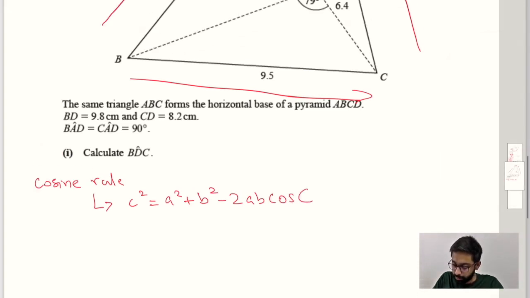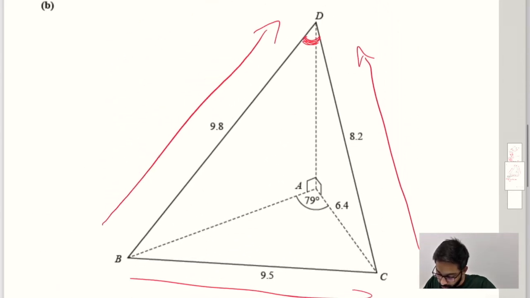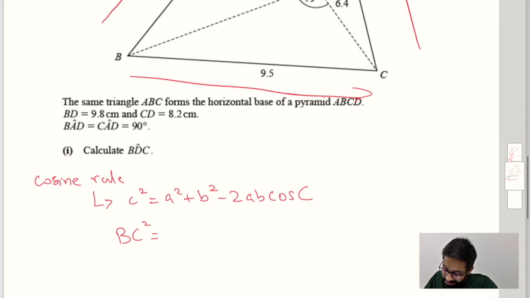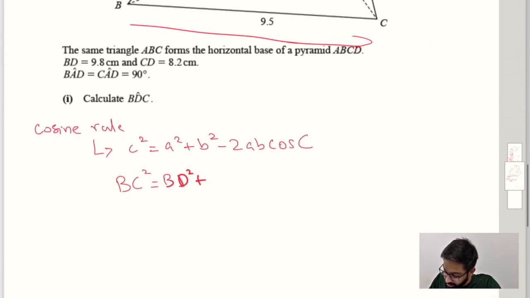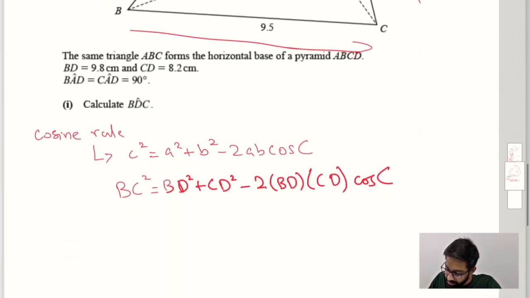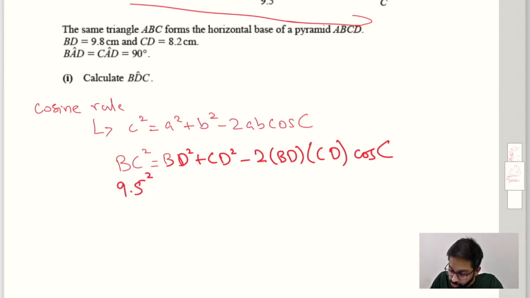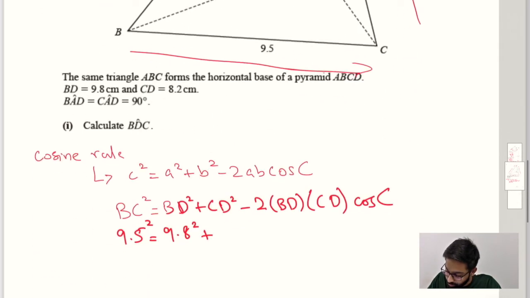So cos C. Okay. Now C is going to be the length BC in this case. So we do BC squared equals AB. A can be BD. So we do BD squared plus, and B can be CD in this case. So we do CD squared minus 2 times BD times CD cos C. Okay, BC is 9.5. 9.5 squared. BD is 9.8. So you do 9.8 squared. And CD is 8.2. So you do 8.2 squared minus 2 times 9.8 and 8.2 cos C.